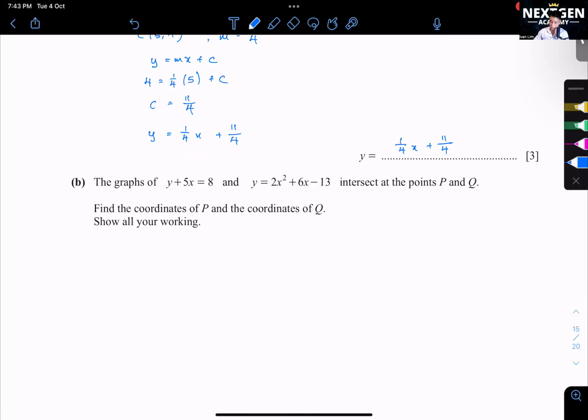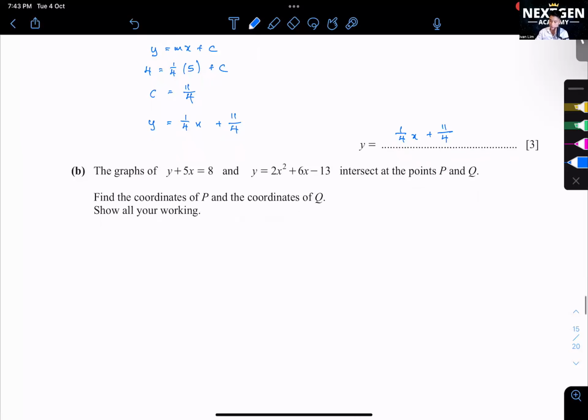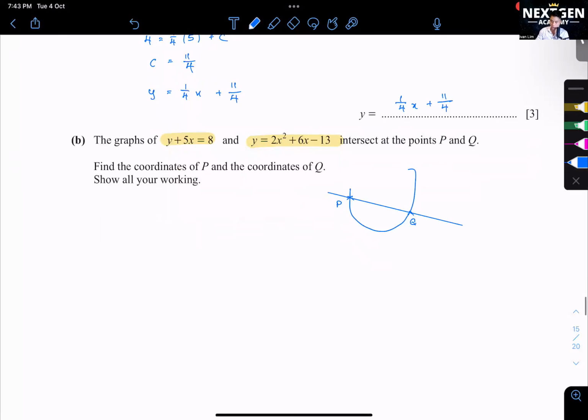Okay, the graph of y plus 5x equals to 8 and y equals to 2x squared plus 6x minus 13 intersects at the point P and Q. Find the coordinates of P and the coordinates of Q. So basically, this is a straight line and a curve. Okay, like this, maybe or like this. They intersect at P and Q. So how to find point of intersection? You just need to do simultaneous equation. Okay, simultaneous equation to find your point of intersection.